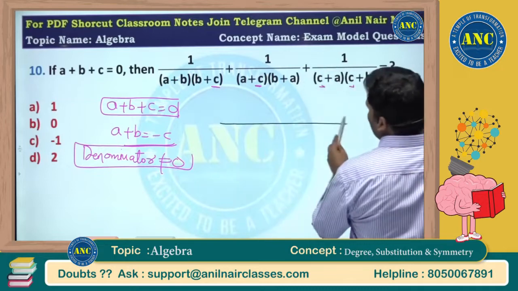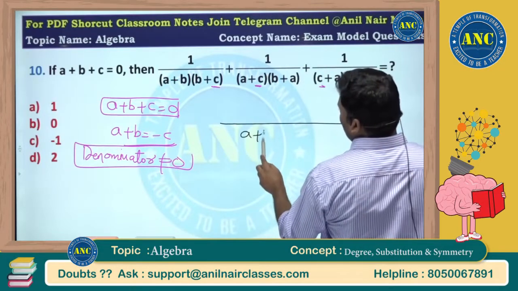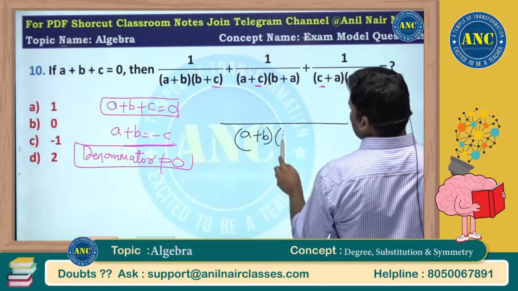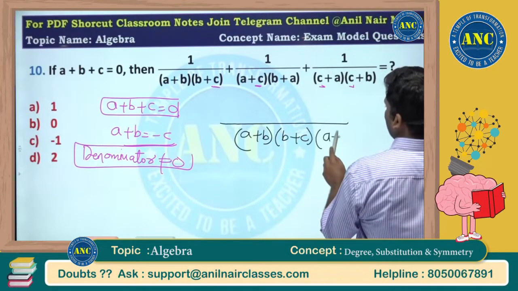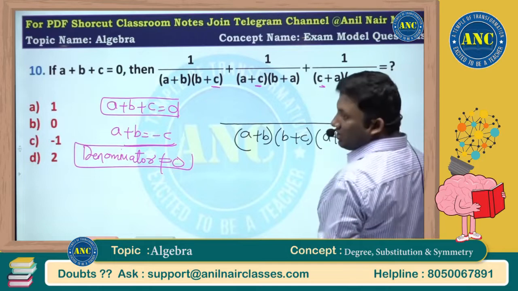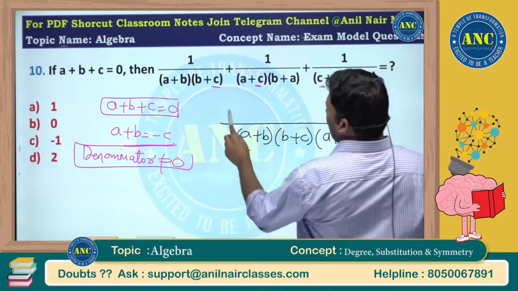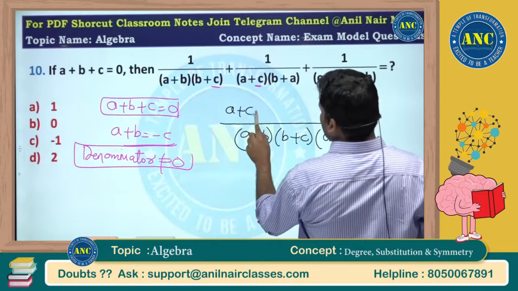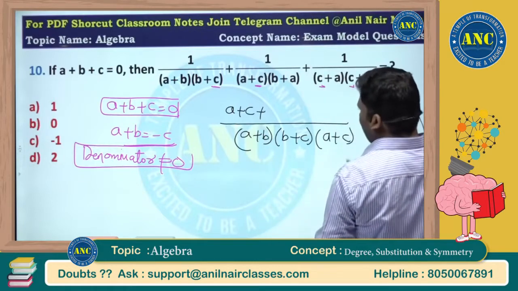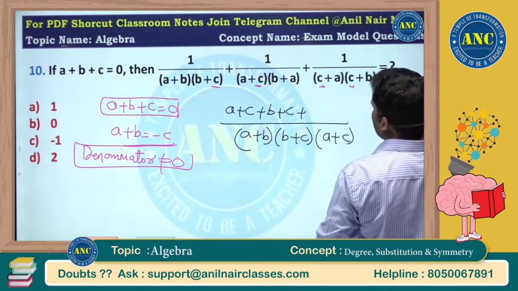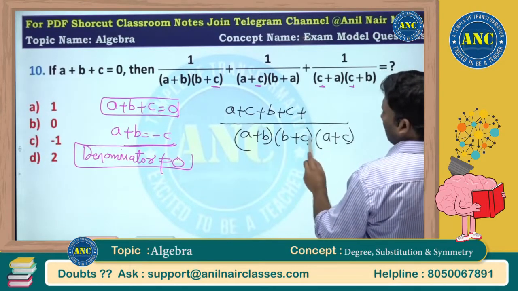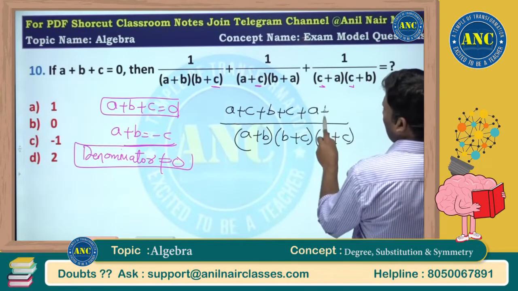So, if I take the LCM, a plus b, next is b plus c, next is a plus c. The numerator will become a plus c, the denominator will become a plus c, a plus b, b plus c, a plus c, c plus b, a plus c, c plus b, remainder it is a plus b.